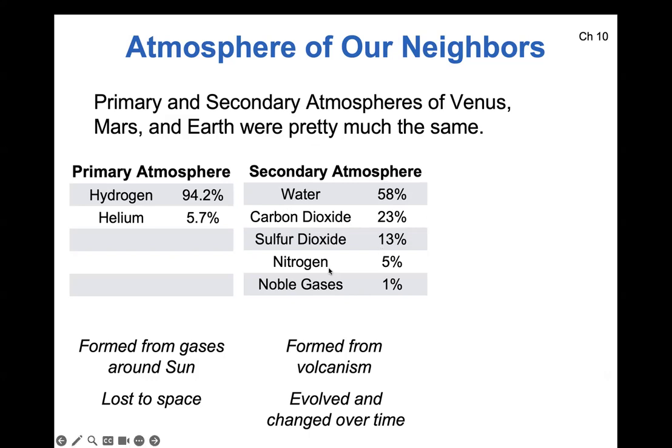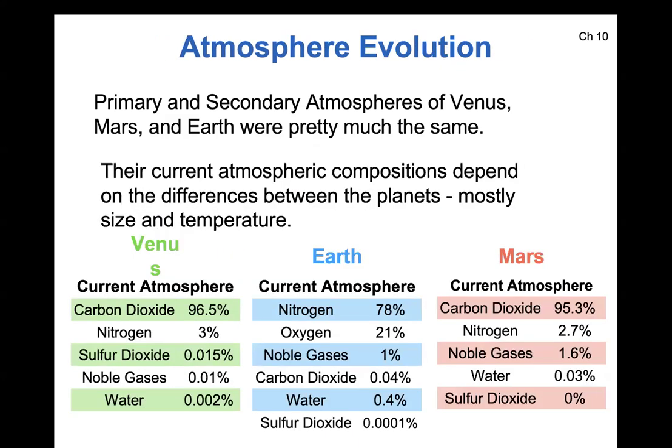And so now we're learning that this secondary atmosphere and those general processes would have applied to all three terrestrial planets that we're talking about, Venus, Earth, and Mars. But the final atmosphere is quite different. Although the primary and secondary atmospheres are shared between these three worlds, their current atmospheric compositions depend on the differences between the planets. Over the billions of years since we all three lost our secondary atmospheres, the difference between our size and temperature has dictated very different atmospheres.